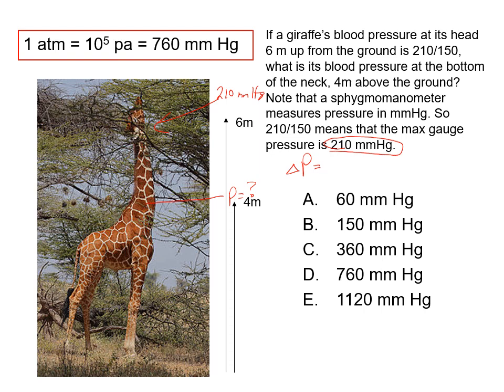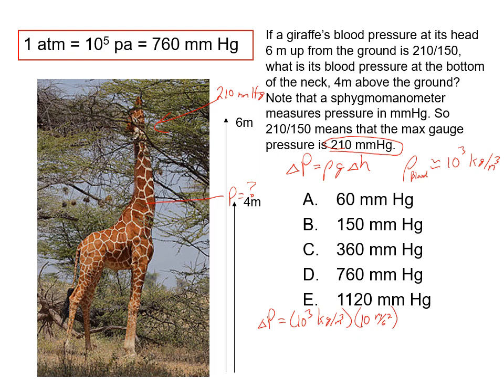In this case, we need to use the density of blood. The density of blood is actually pretty close to the density of water, which is 1,000 kilograms per meter cubed. So we can use that, and then we can just start plugging things into our equation. So let's take a look. We've got the density, which we know is 10 to the 3 kilograms per cubic meter. g we know is about 10 meters per second squared. And the change in height is 2 meters.